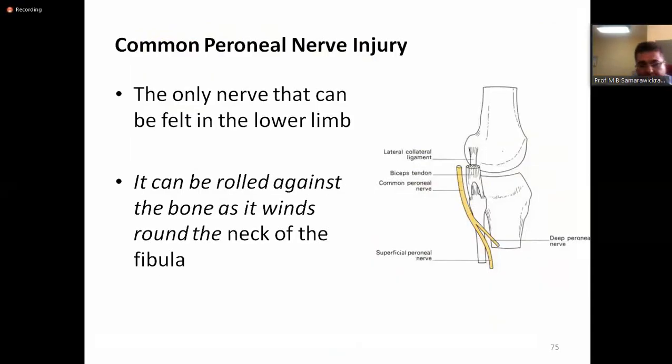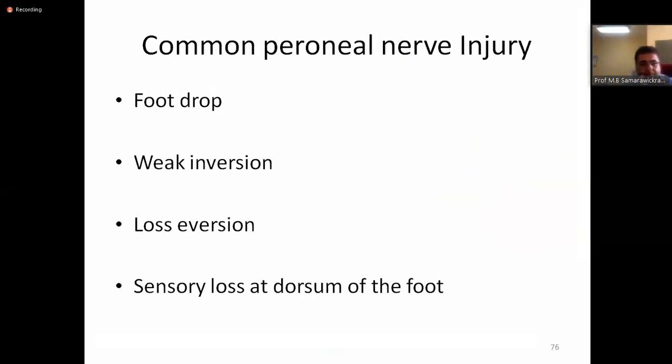Common peroneal nerve injury. This is the most common nerve to injure in the lower limb because, you know, that is the only palpable nerve in the lower limb where it winds around the neck of the fibula. So it results in foot drop, weak inversion, loss of eversion, sensory loss at the dorsum of the foot. So you should be able to explain why this happened.